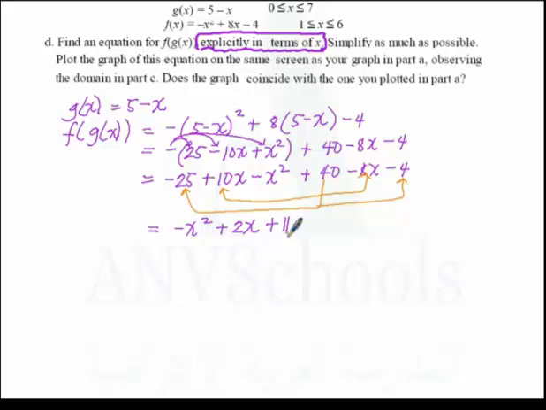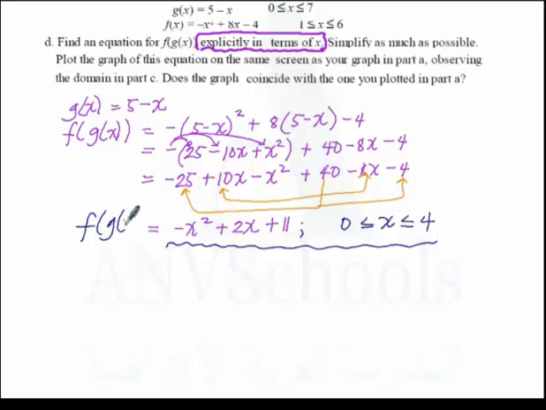So that's what we got. And now we have a domain restriction of 0 to 4. So this is what we got for our f of g of x, and this is our new function, f of g of x.